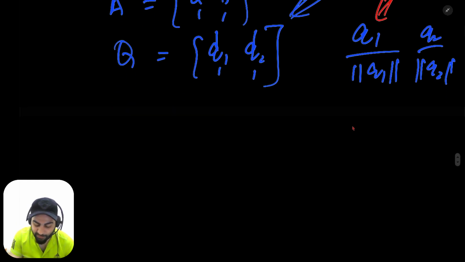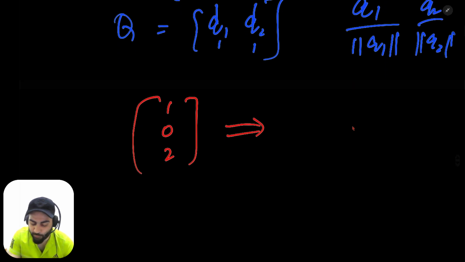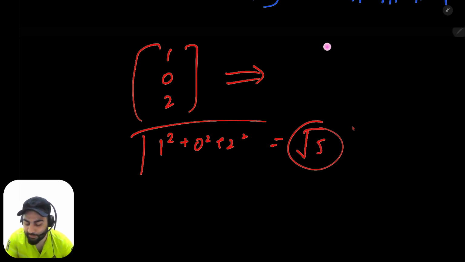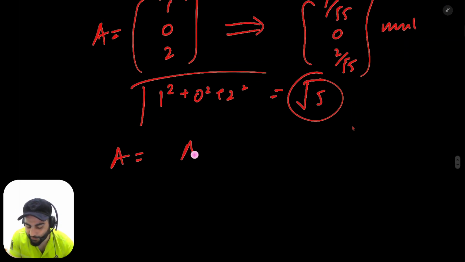If we have a vector, for example, 1 0 2, and we want to find a unit vector out of it, what you do is take 1 squared plus 0 squared plus 2 squared, under root, which is equal to root 5. So you divide by it: 1 by root 5, 0, 2 by root 5. So this vector is a unit vector now. If this was vector A, what we write is A equals A divided by norm of A.